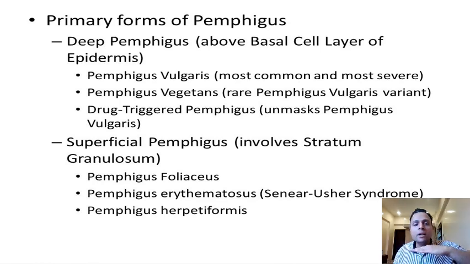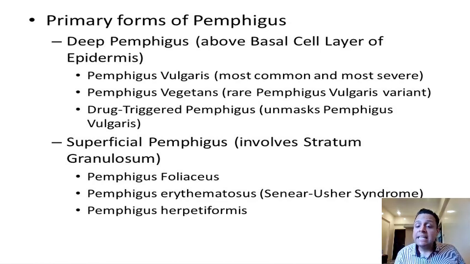This is according to the depth of the cleft, according to histopathology. And pemphigus foliaceus is one variety. Pemphigus erythematosus, we told you, you can put as a variant of foliaceus only. And then pemphigus herpetiformis actually comes under pemphigus vulgaris.